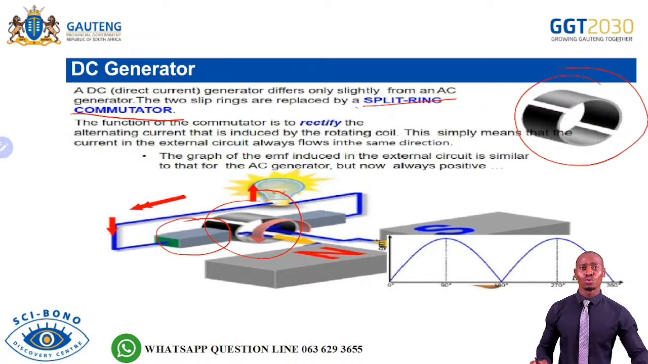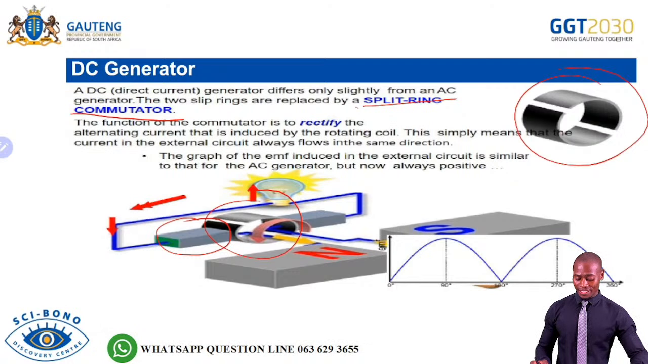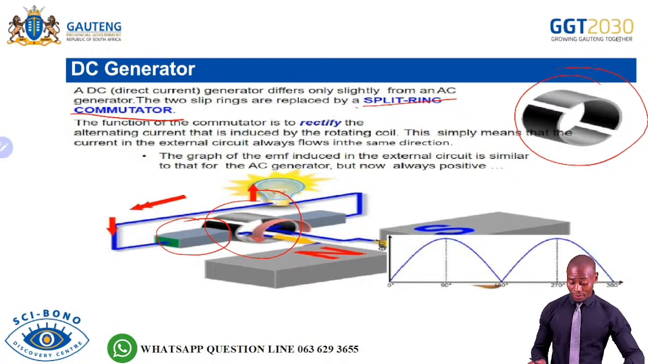But when it comes to the internal circuit, current in a coil alternates, whether it is an AC generator or a DC generator. So current in a coil changes direction. The difference is in the external circuit. So current in a coil changes direction, whether it is an AC generator or a DC generator. The reason why I'm saying that, let me just erase this.